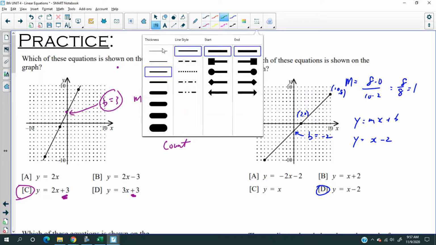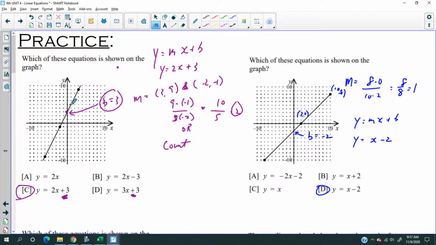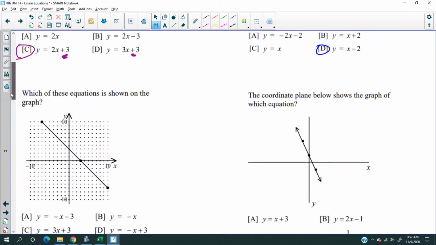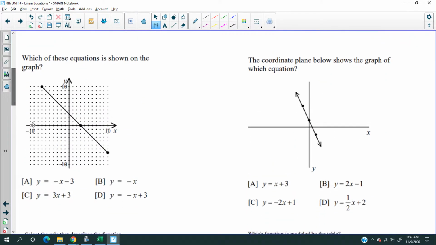Let me use a different color. Just look. Start here. 2 up, 1 to the right, 2 up, 1 to the right, 2 up, 1 to the right. So, of course, the slope is 2. Now, on this one, same thing. That's all I have to say. All right, moving on. Try these two right now.